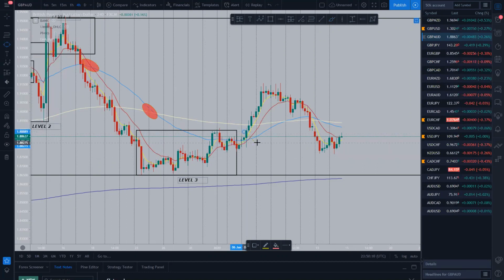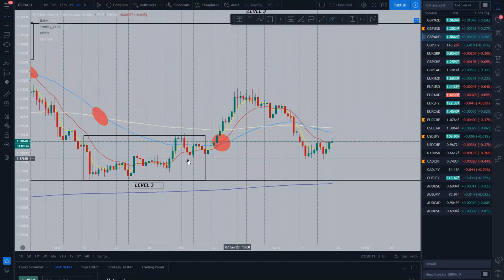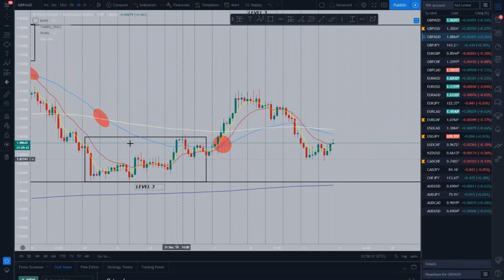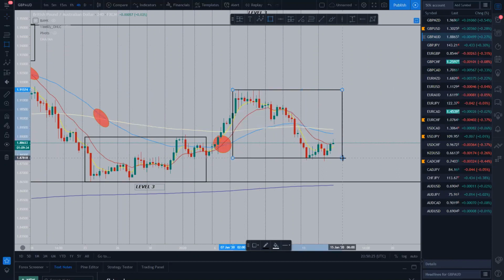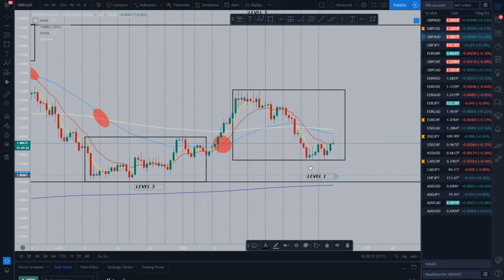It's the 13 and the 50 plus over. That's my confirmation, that's what I'm looking for. Once I've seen my 13 and 50 plus over, what I'm looking for is the highest point price reaches before closing below the 13, which is right here, closing below the 13 all the way down here. The potential is the level 1 consolidation.